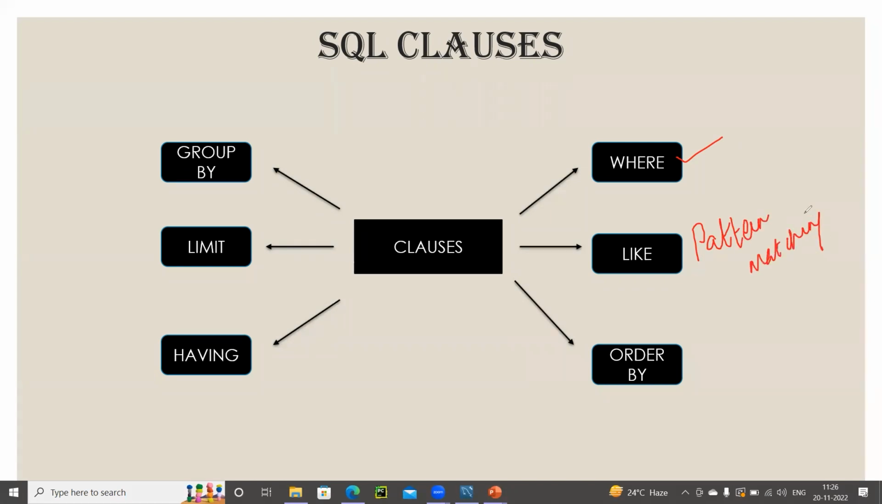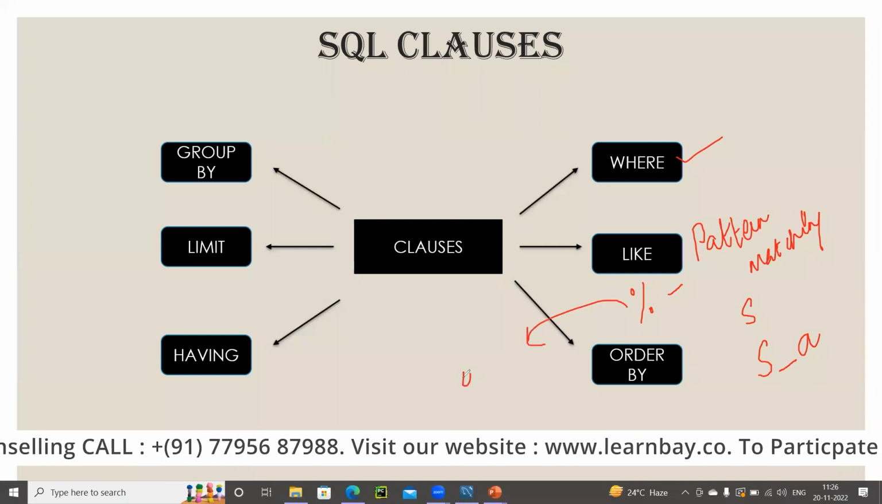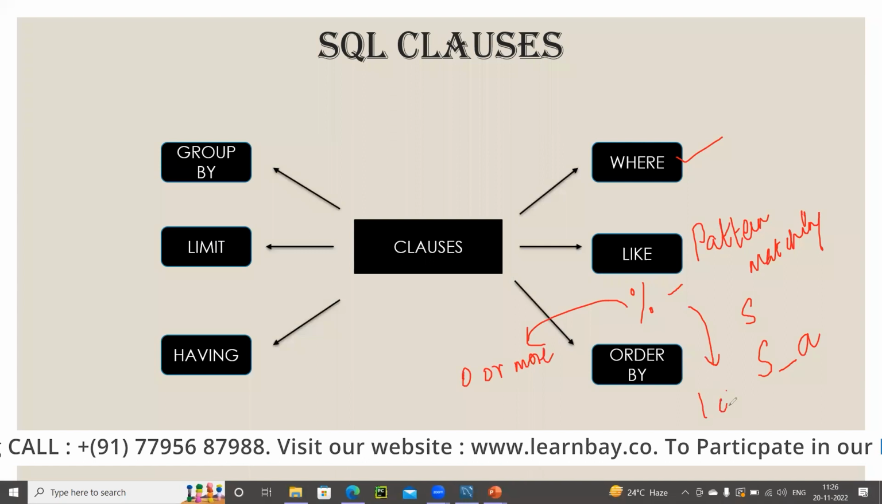Suppose I'm in need of finding a name which starts with the letter S, and after that there can be any letter, and the third letter should always be an A. When you are looking for some pattern to be found, then you can use this LIKE operator. Under the LIKE operator, you basically have two symbols to be used. One is called percentage and the other one is underscore. Percentage refers to 0 or more characters and underscore refers to 1 character.